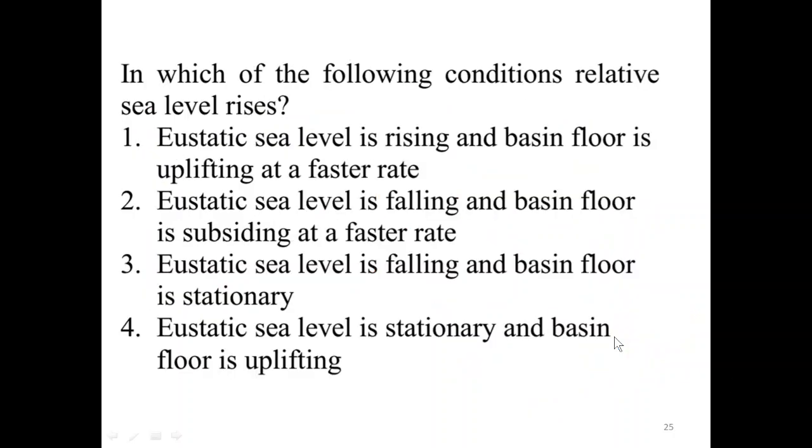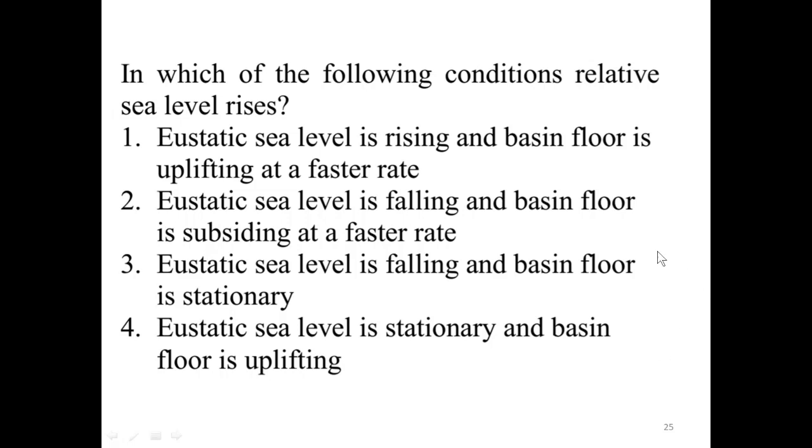In which of the following conditions does relative sea level rise? Eustatic sea level is rising and basin floor is uplifting at a faster rate. Eustatic sea level is falling and basin floor is subsiding at a faster rate. Eustatic sea level is falling and basin floor is stationary. Eustatic sea level is stationary and basin floor is uplifting. This question is the first basic question when we talk about sequence stratigraphy.